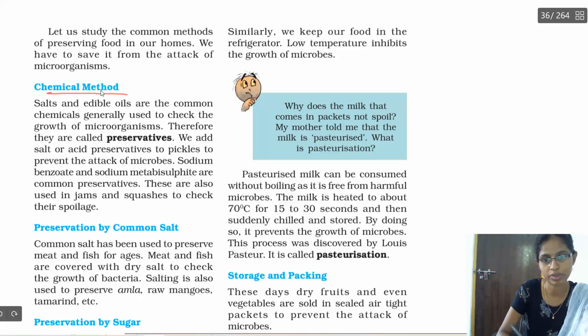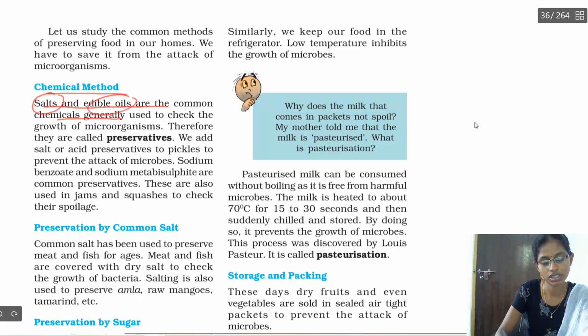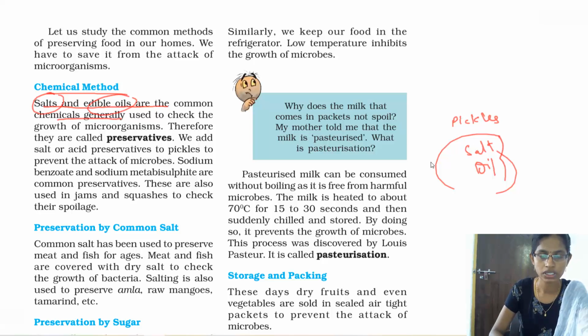So the first method is the chemical method. By using some chemicals you are going to preserve or store the food without spoiling it, okay? Salts and edible oils are common chemicals generally used to check the growth of microorganisms, okay? Have you seen the pickles in your houses? The pickles which you eat contain salt and oil. These two things are preservatives, which help to preserve the food without spoiling.